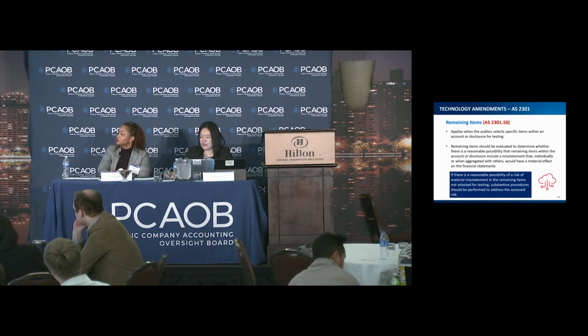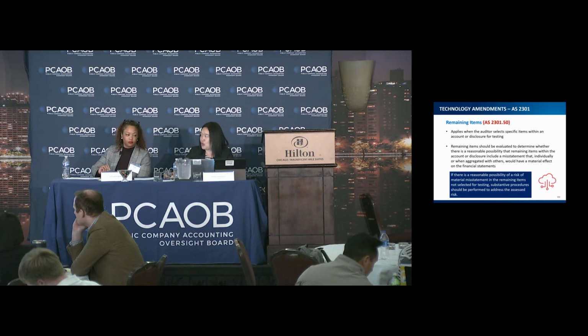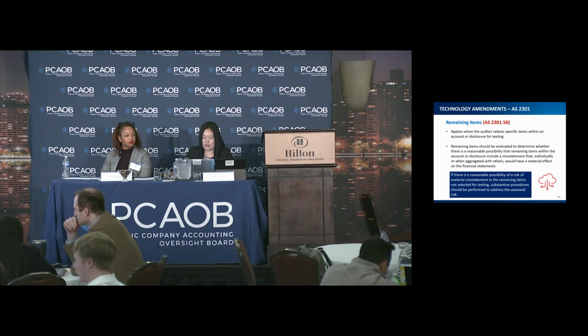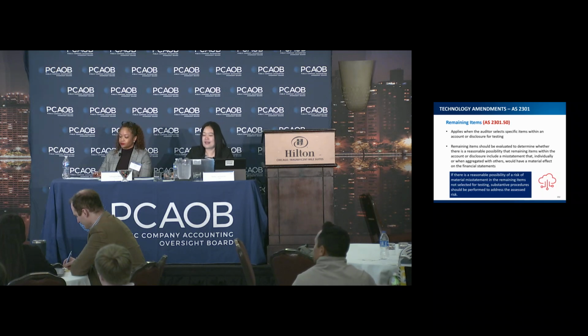The last amendment to AS 2301 applies to tests of details that involve selecting specific items within an account or disclosure for testing. When auditors select specific items for testing, new paragraph 50 requires the auditor to determine whether the remaining population poses a reasonable possibility of material misstatement. If such a risk exists, additional substantive procedures to address that risk are required.